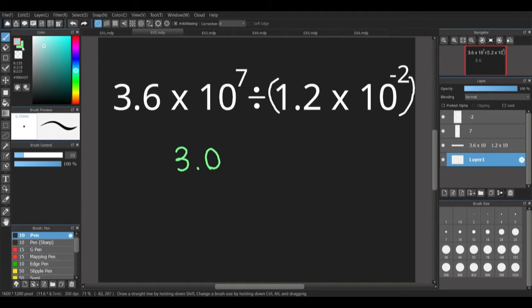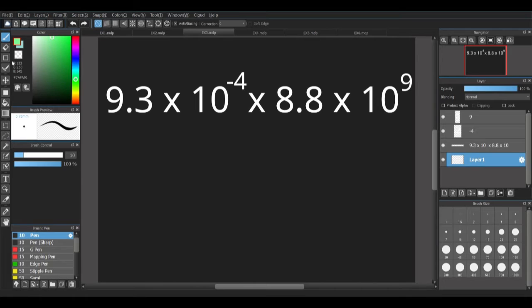And then we have to find out what our new exponent will be. Since it's division, we're going to subtract our two exponents and do 7 minus negative 2. You'll realize we have a double negative, which makes a positive. So that becomes 7 plus 2, which will give us an exponent of 9. Therefore, our final answer will be 3.0 times 10 to the 9th. No further conversion is necessary since 3.0 is less than 10.